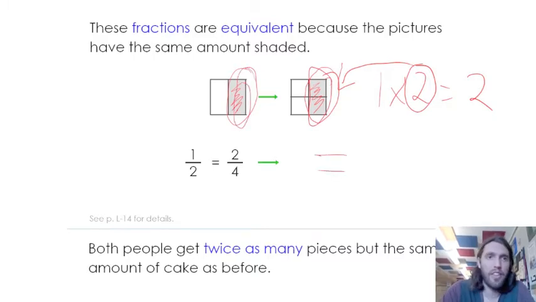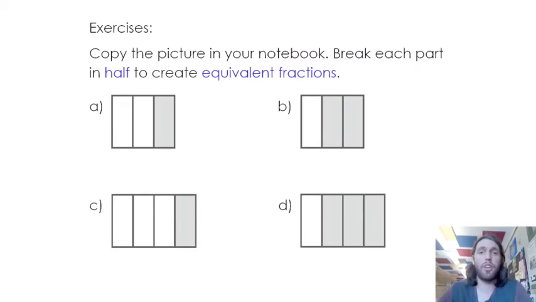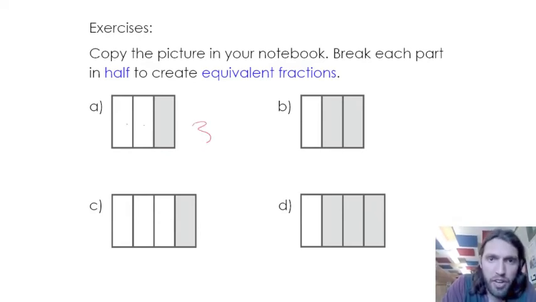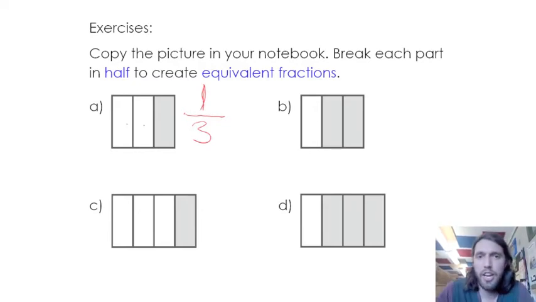All right, let's move on to the next one. Here, what it wants you to do is copy the pictures, each one of these A, B, C, D, into your notebook, and then we're going to break it in half to create an equivalent fraction. Let's first go through and write the original fraction. For A, how many pieces do we have? We have 1, 2, and 3, so we know 3 goes on the bottom because that's the total amount of pieces we have. And how many are shaded? 1. So we know 1 goes on the top because that's how many pieces are shaded.